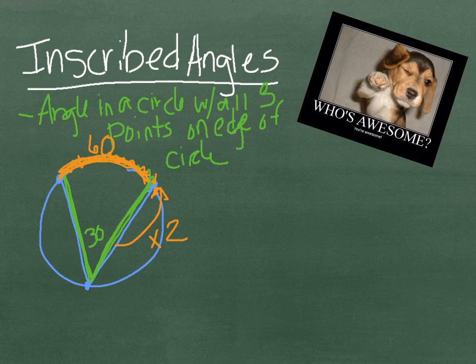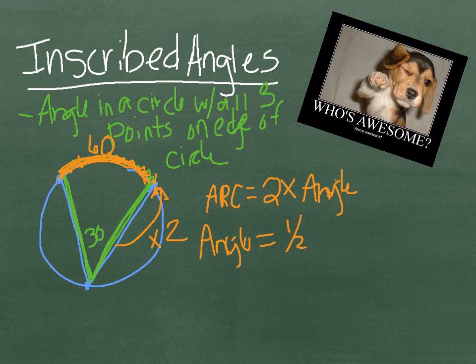So that's the rule, if you want to write that down. An arc is equal to 2 times the angle, and this is only for inscribed angles. Or you can think of it as the angle equals half of the arc.